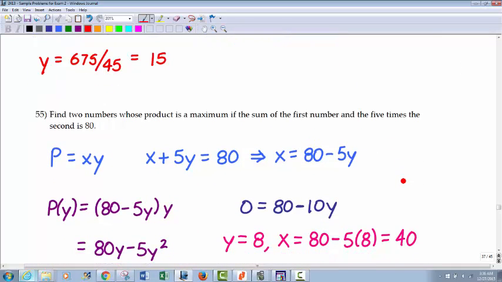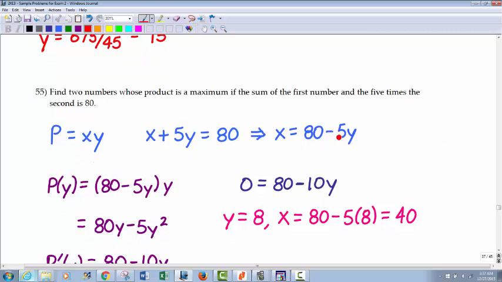Now we want to find two numbers whose product is a maximum if the sum of the first and 5 times the second equals 80. So it's a little bit different this time. Instead of giving the product and minimizing the sum, we actually have the sum and we're trying to maximize the product. So I'm just using P as the variable to represent the product. And then I know that the first one is x plus 5 times the second y equals 80.